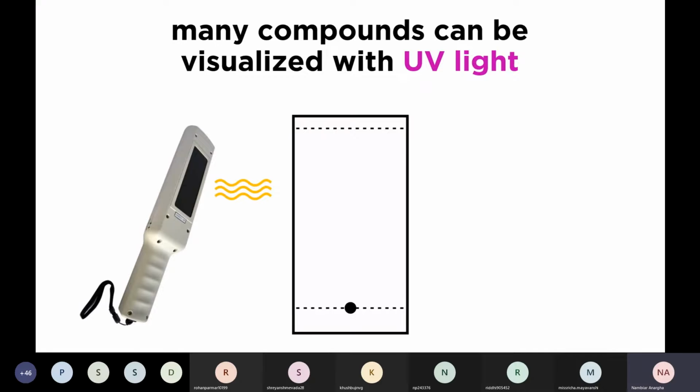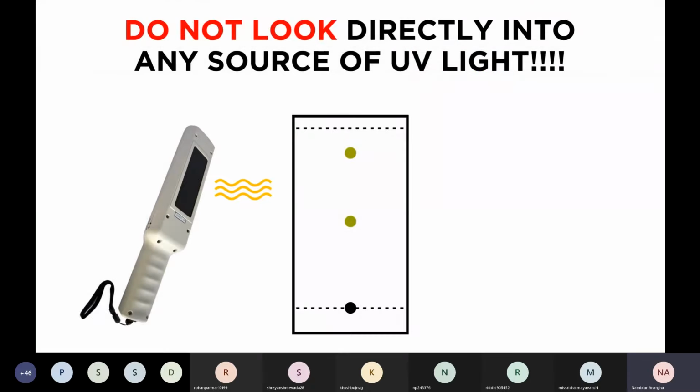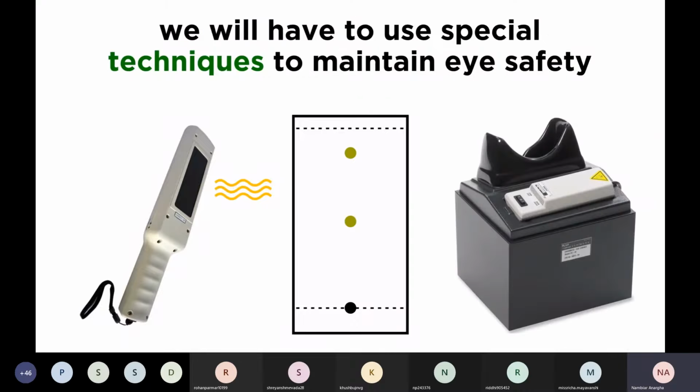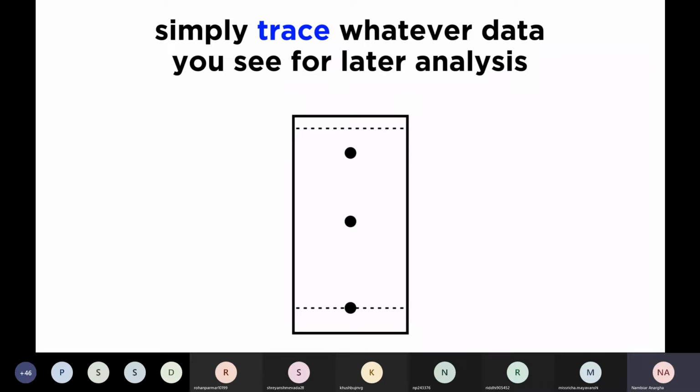Often we use UV light, as certain functional groups in organic molecules will interact with these wavelengths and glow under this light. If using these, be extremely careful not to look directly at the light source, as this can seriously damage your eyes. Because of this, visualization is typically done either in a special box or by using handheld lamps to point the light downward, while using protective glasses as a precaution. With the plate under the light, use a pencil to trace anything you see for later analysis. Ideally, there are circular dots, but there may also be lines, streaks, or splotches. Just trace precisely what's there.